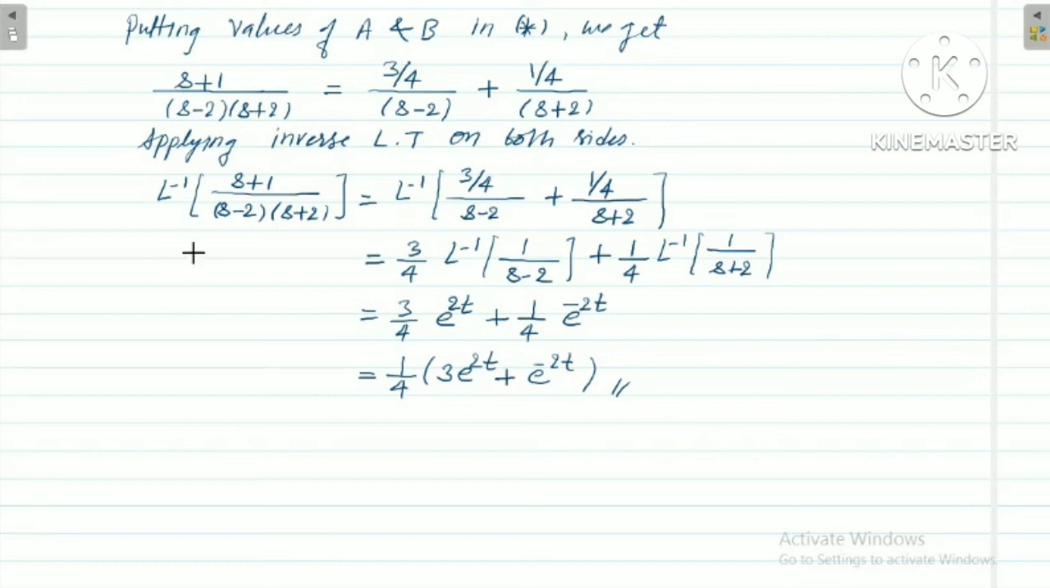But this can all be written as s plus 1 divided by s square minus 4. So the inverse of s plus 1 divided by s square minus 4 is 1 upon 4 into 3 e raised to 2t plus e raised to minus 2t, which is the required inverse Laplace transform of the given function. I hope you understood this.